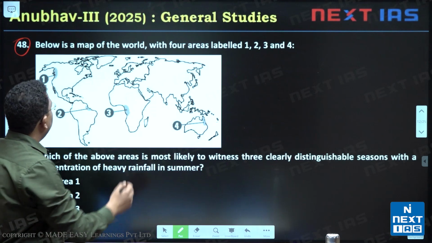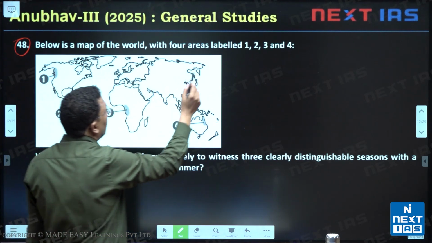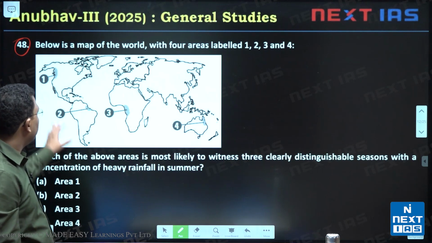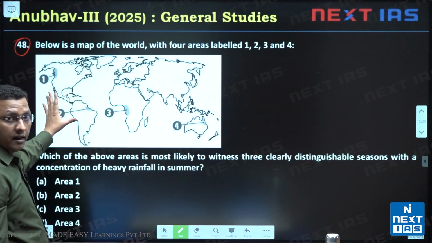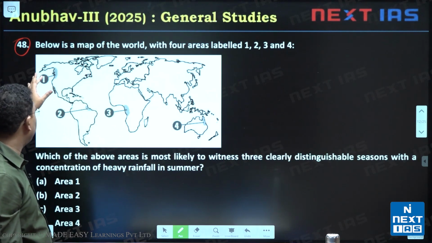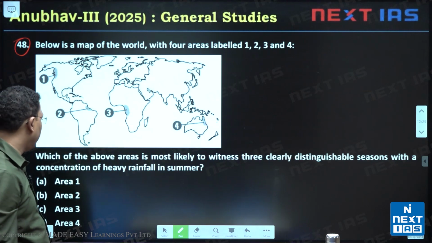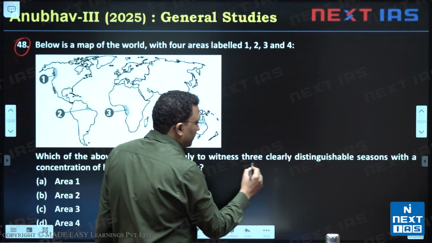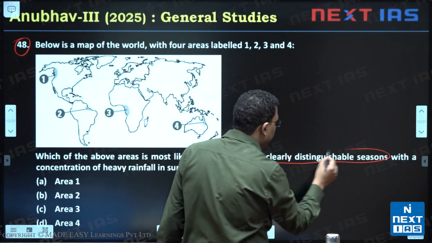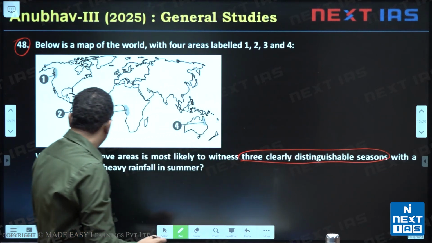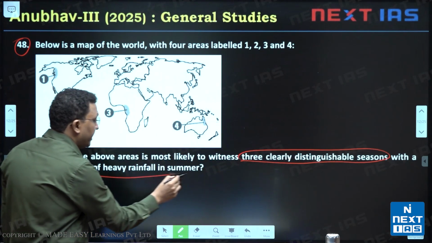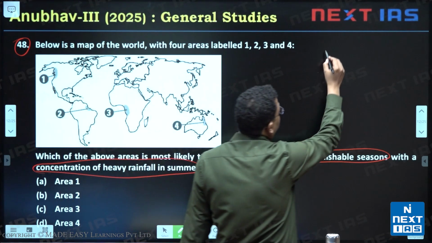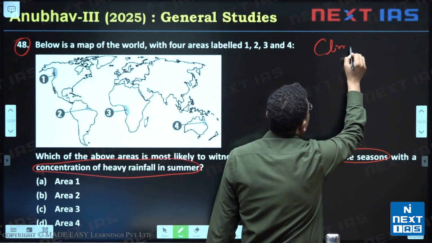It says below is a map of the world with 4 areas labeled 1, 2, 3 and 4, right? So a map is given and on this map 4 areas are given 1, 2, 3 and 4. Which of the above areas is most likely to witness 3 clearly distinguishable seasons with a concentration of heavy rainfall in summer, right? So first of all, this is a question from the topic climatology.